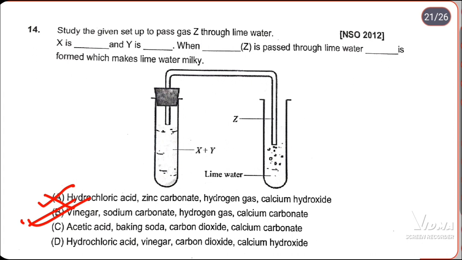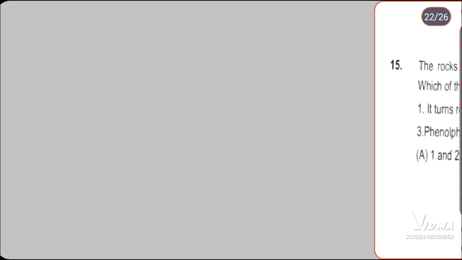X is vinegar and Y is sodium carbonate. When hydrogen gas is passed through lime water, calcium carbonate is formed which makes lime water milky. Correct answer is option B.